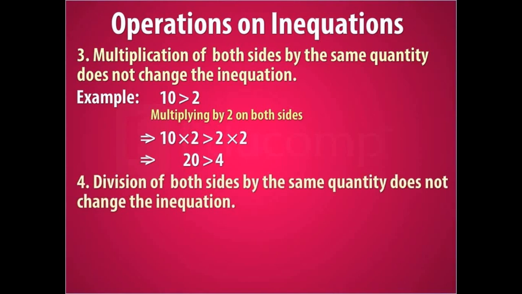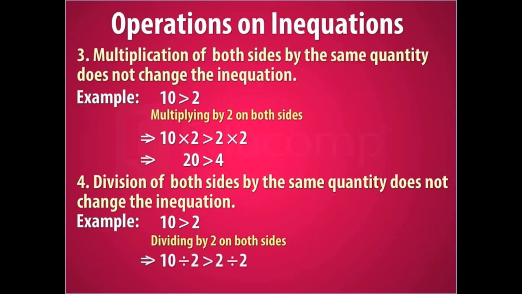The fourth rule states that division of both sides by the same quantity does not change the inequation. Here, 10 is strictly greater than 2. If we divide both sides of the inequation by 2, the inequation remains the same.